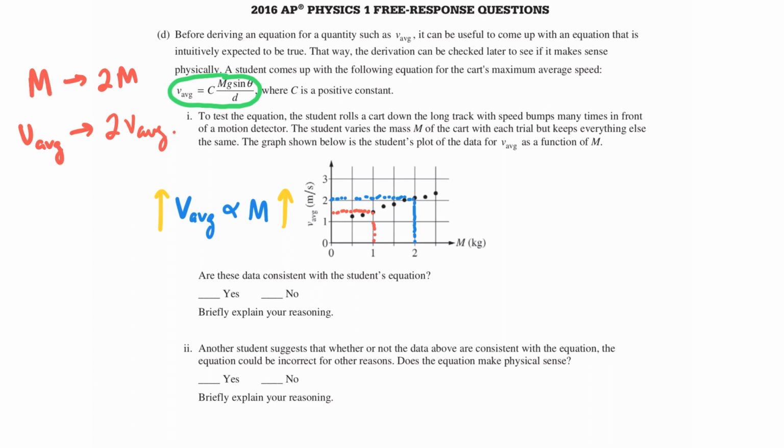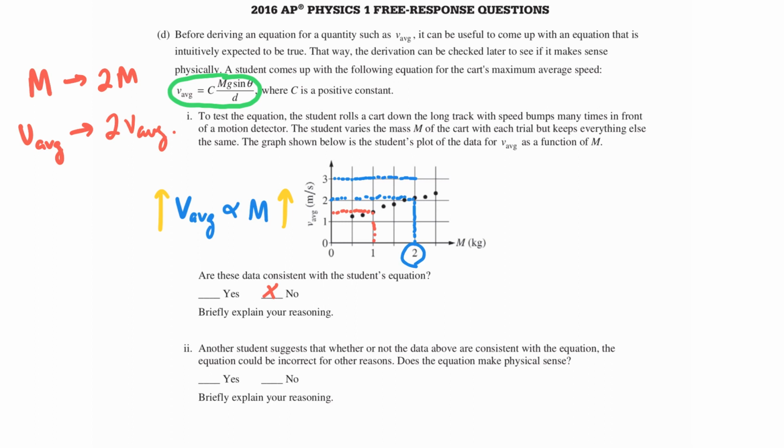The only way that that would work is if when I moved over to m equals 2, the graph had been all the way up to about 3 meters per second, all the way up here, such that when I doubled the mass, the average velocity doubled. And so because of that inconsistency between the graph and the equation, I'm going to check no, the data are not consistent with the student's equation, and then I'm going to cite this difference between the graph and the equation.